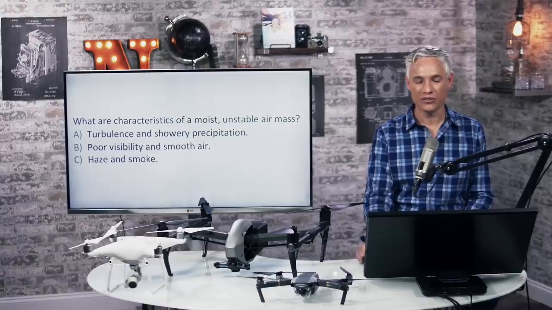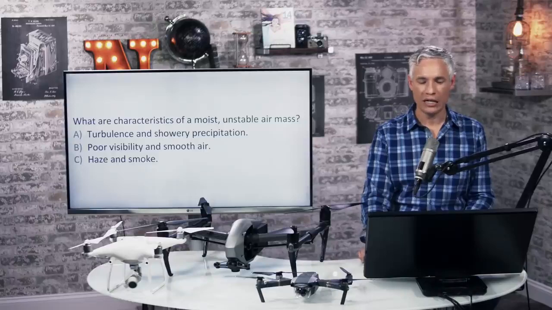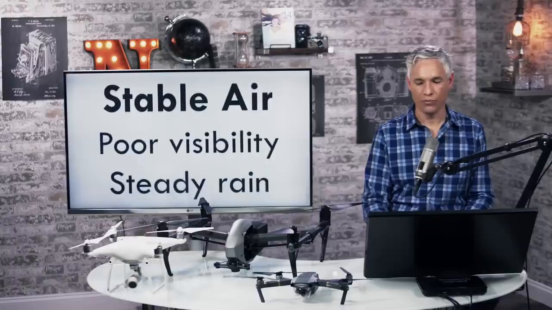It's confusing because moist air will reduce visibility and would create haze. You would never see smoke, you might see fog. And humid air can also be smooth air, but the key here is that they say unstable air. So that's why you know it's going to be turbulent air.